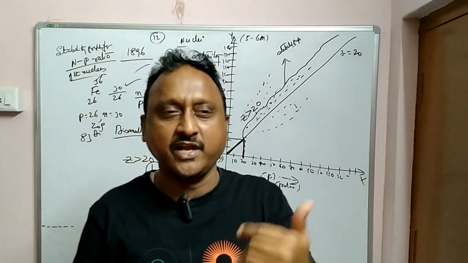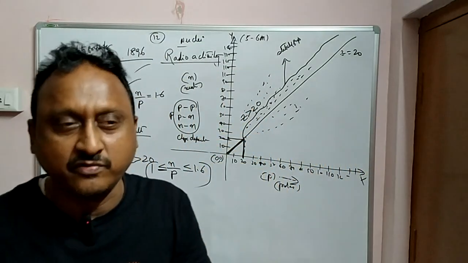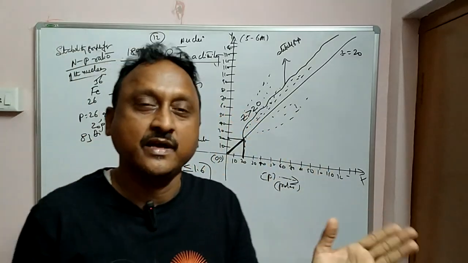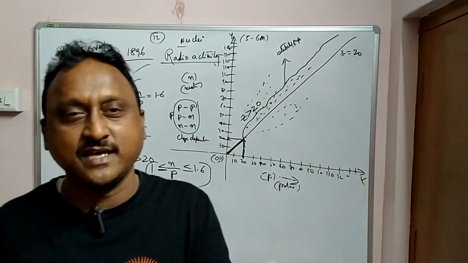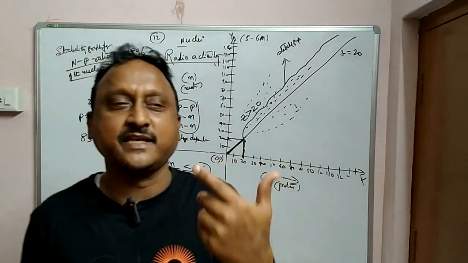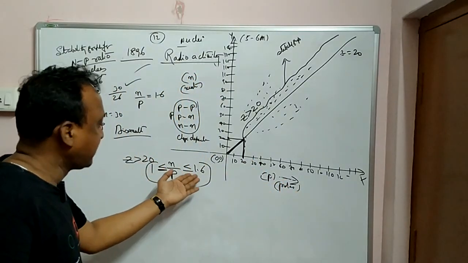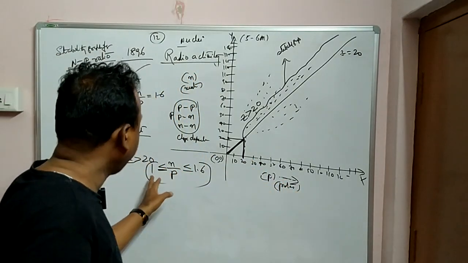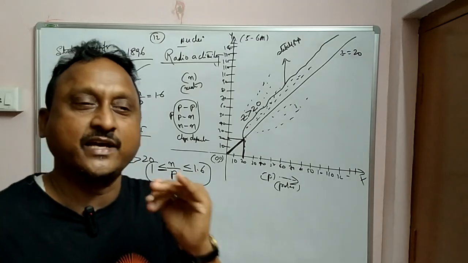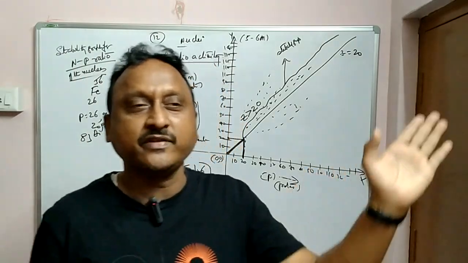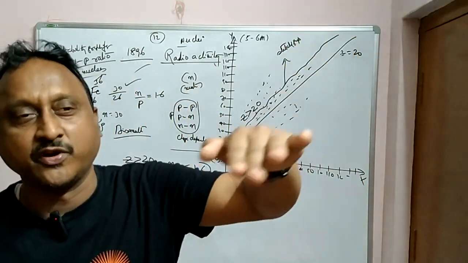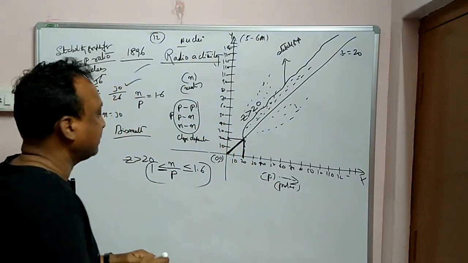Mainly because of the neutron-proton ratio. For atomic number up to 20, it is 1, and for some nuclei the ratio is greater than or equal to 1, less than or equal to 1.6, and they are also still stable, like iron. And after that again it becomes unstable. For uranium you can see, it is unstable.